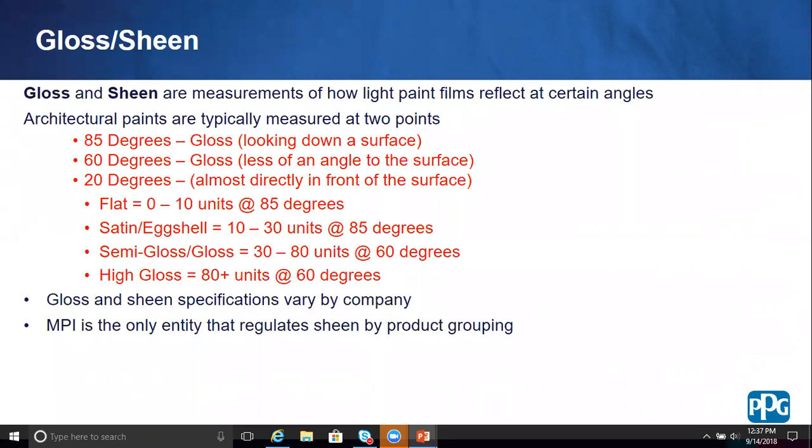But in general, the higher the unit of sheen that you have, the higher the durability, washability, and scrubbability you get. So as you go from flat to eggshell to satin to semi-gloss to high gloss, you get more reflectivity from those higher sheens, but also a much higher level of durability. Gloss and sheen specifications vary by company and typically even within every different product line. And again, MPI is the only entity that regulates sheen by product grouping.